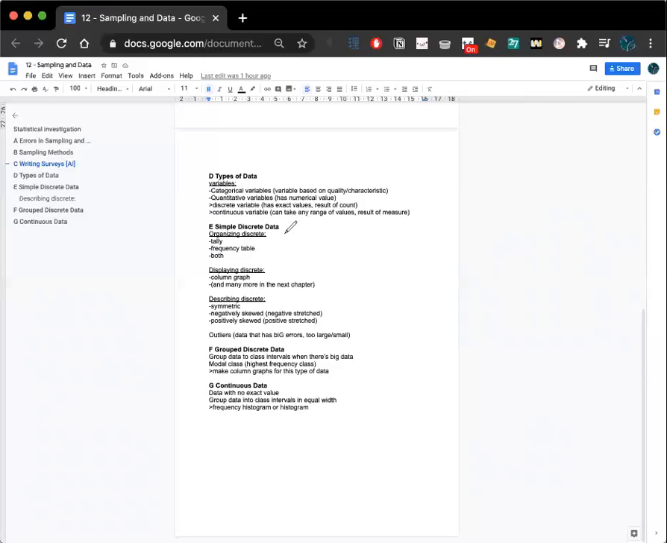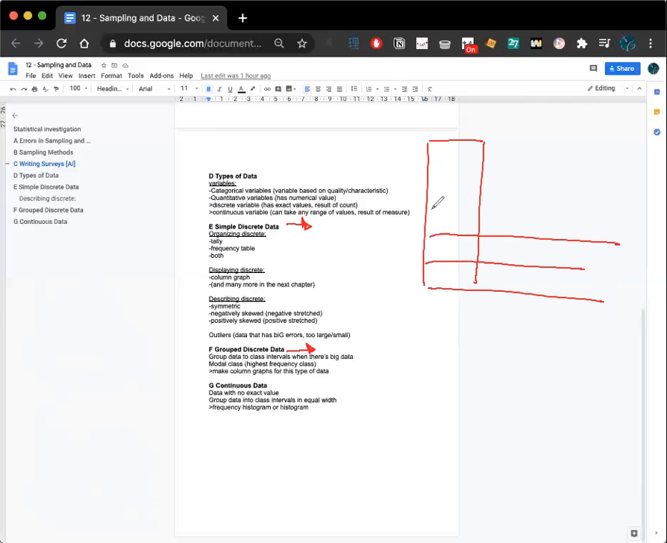So after discrete data, we also have this thing called group discrete data. Group discrete data is usually what happens if you have big data, a lot of data, and instead of showing the numbers one by one, we group it so that it's maybe in form of fives or in forms of constant intervals.